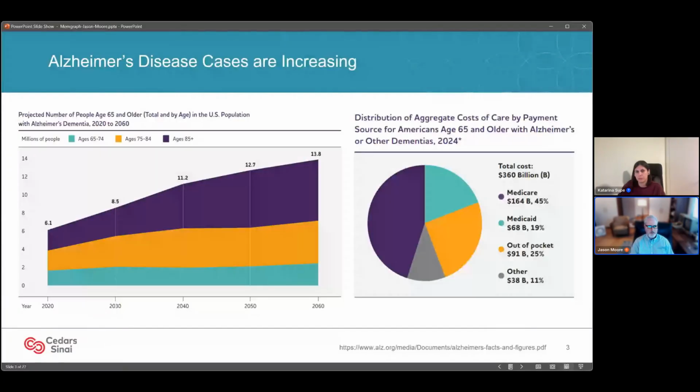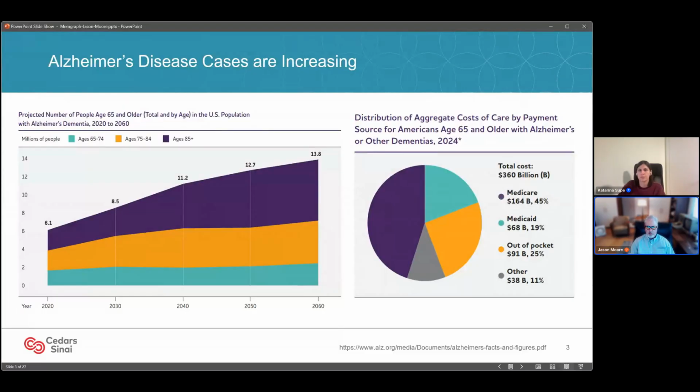And unfortunately, this disease is increasing, I think, globally and also here in the United States. You can see from this graph from the Alzheimer's organization that within 20 or 30 years, the number of people age 65 or older with Alzheimer's disease is expected to double. And this is primarily because the population is aging. We're all living longer, and therefore there's more time to develop Alzheimer's disease.